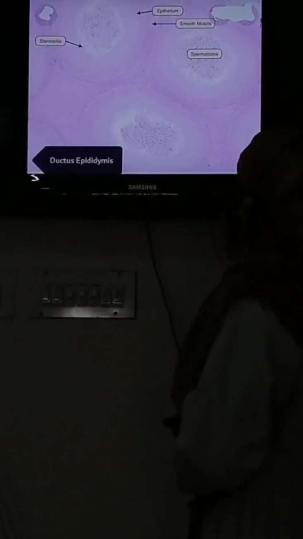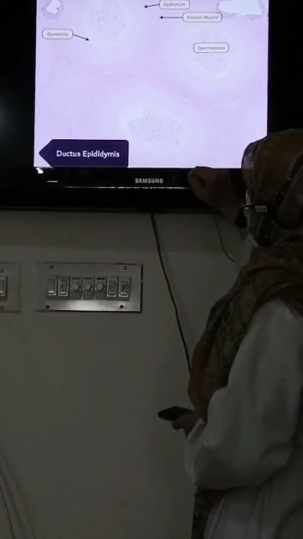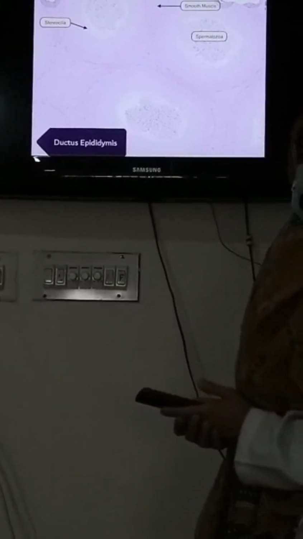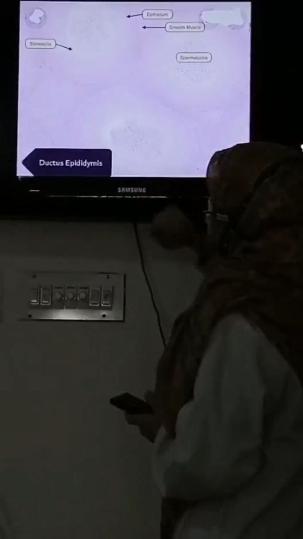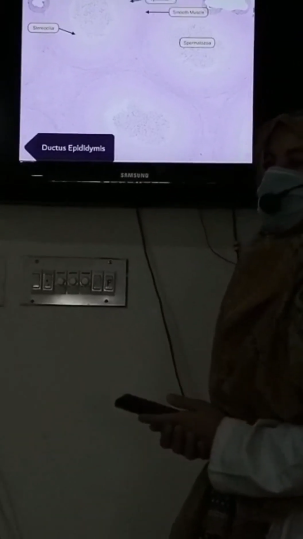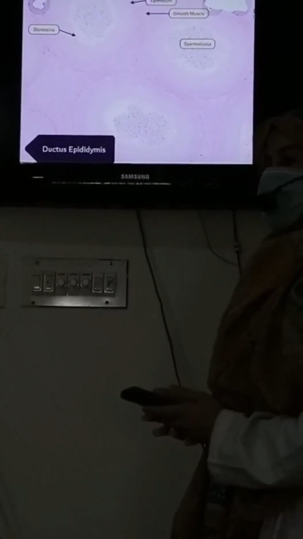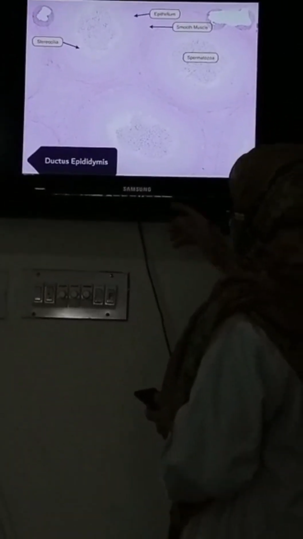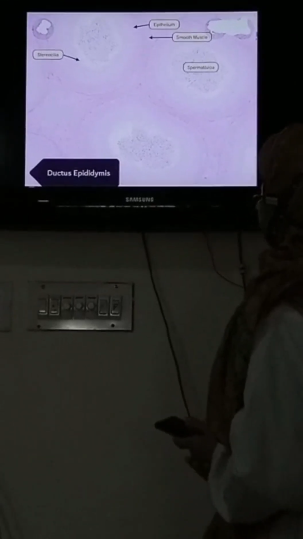And what you see on the inner side, there lies the epithelium. The epithelium of ductus epididymis is pseudostratified columnar, right? And it is lined with stereocilia. As you know, the characteristics of a pseudostratified epithelium are that it has tall columnar cells and basal cells, right? And you get a collection inside. This is the collection of spermatozoa.